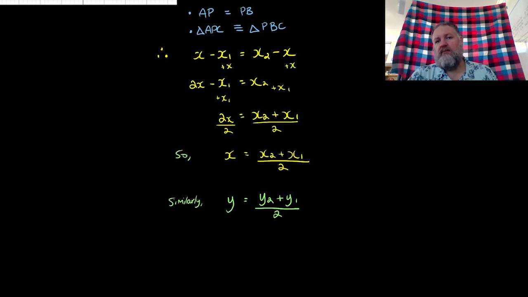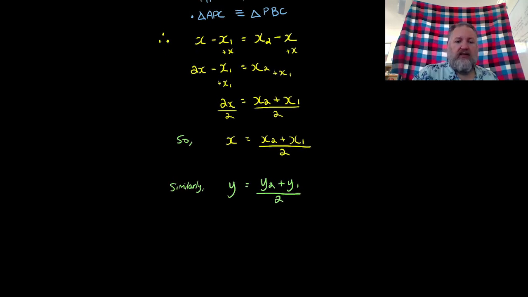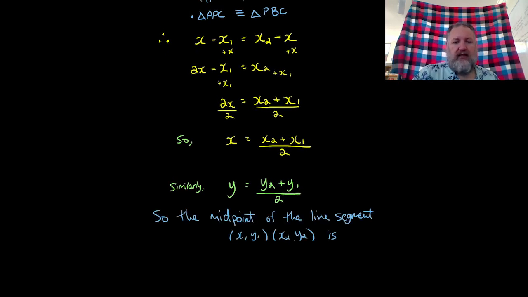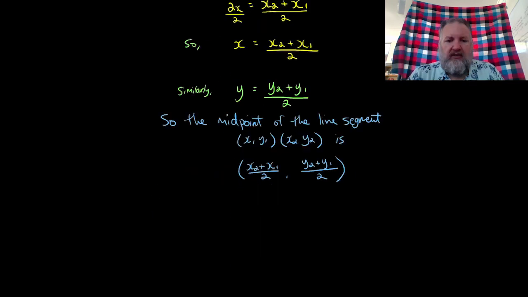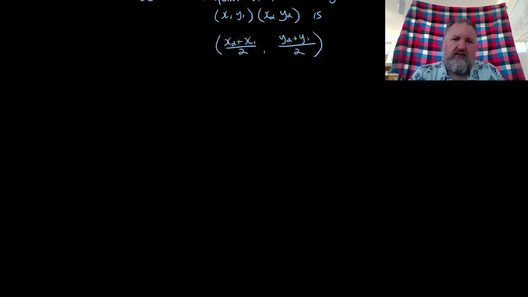So anytime we're looking for a midpoint of a line segment, if it's x1, y1 and x2, y2, our midpoint is found using this little formula. x2 plus x1 divided by 2 is the x point for the midpoint, and then y2 plus y1 divided by 2 is our y midpoint. Let's put it into practice. Let's actually see how this works.